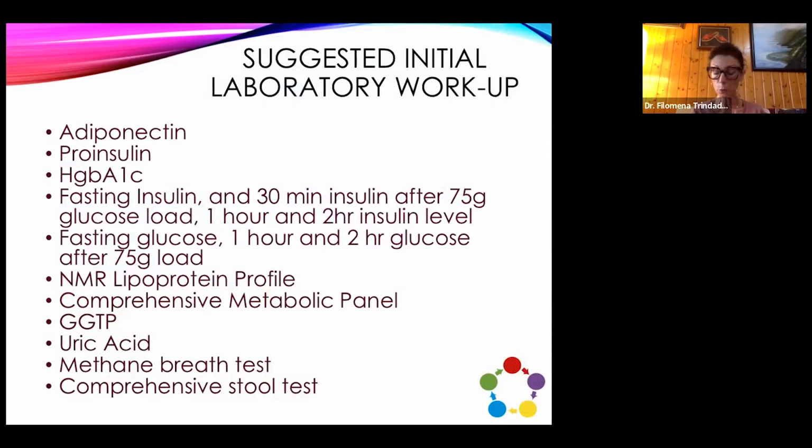Let's just talk about what labs we would order, and then we'll go on to treatment, and I'll give you some of my treatment pearls. I divided this into initial and additional labs because sometimes we're not able to do everything at once.